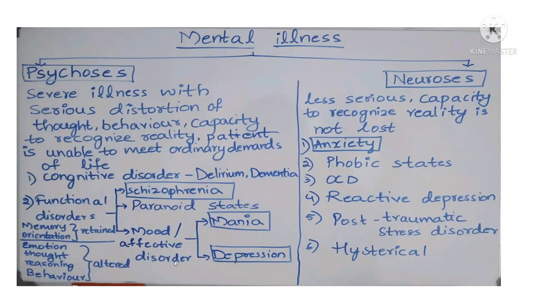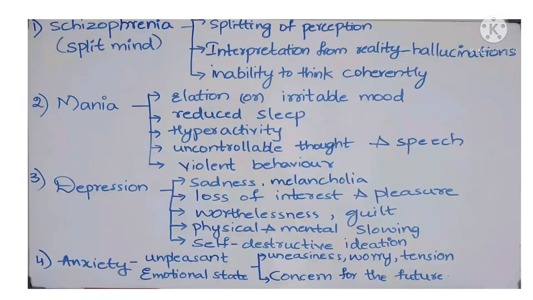And mood or affective disorders include mania and depression. If you come to neurosis, it includes anxiety, phobic states, obsessive compulsive disorder, reactive depression, post-traumatic stress disorder, and hysterical, that is, uncontrolled emotions. Out of these, we have to mainly focus on schizophrenia, mania, depression, and anxiety. Next, we'll study these disorders.